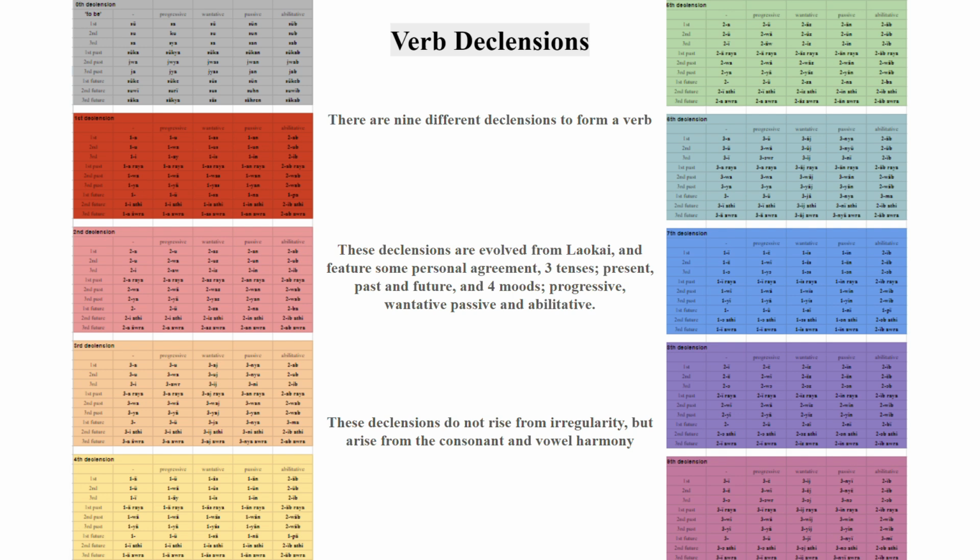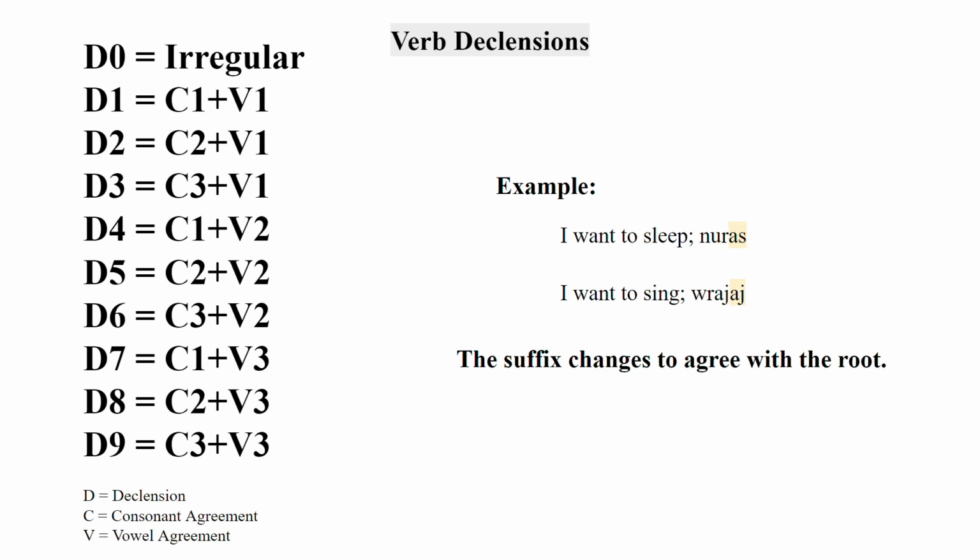So these declensions do not arise from irregularity from evolving from Laukai, but they actually arise from the consonant and vowel harmony that's featured in the language. So here I have a table of which declensions mean what. It's a combination of different consonant agreement and vowel agreements, and just an example here so you can see what it is. For example, when you have the word I want to sleep, that's nuras, but I want to sing is rajaj. So that's the same suffix, just in two different declensions.